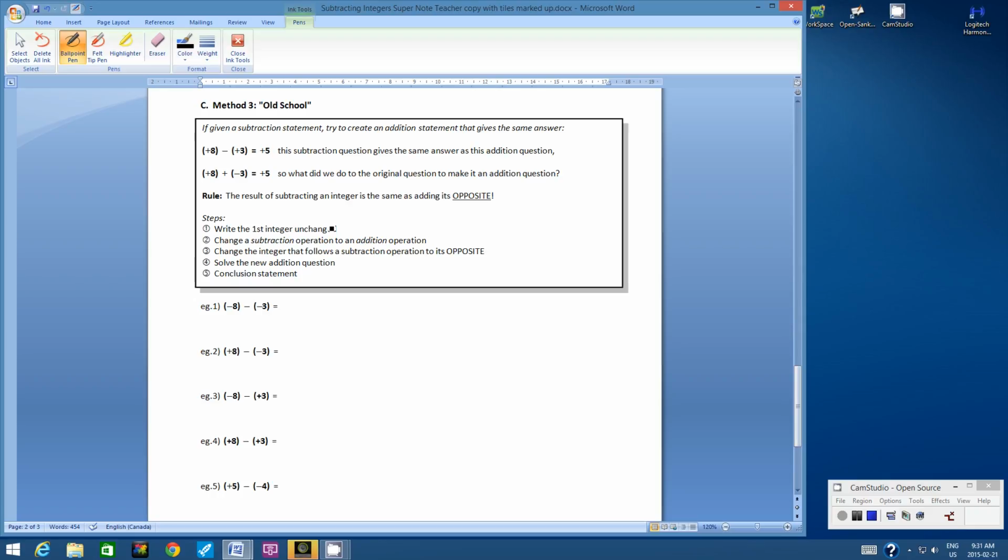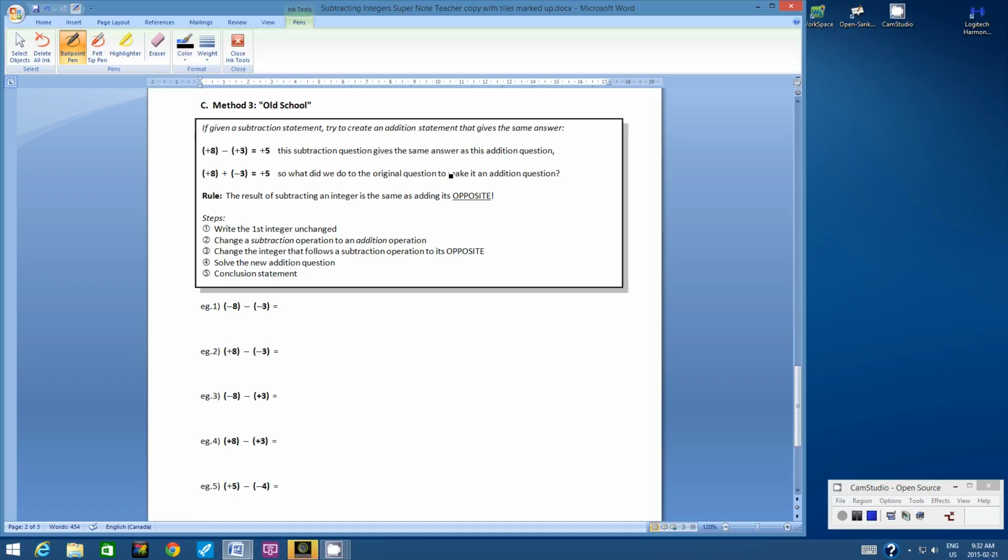All right, let's have a look at the note here. If given a subtraction statement, try to create an addition statement that gives the same answer. So if you're really good at adding integers, then you're going to love this method. For example, I have a subtraction question here, positive 8 subtract positive 3. We know that gives us an answer of positive 5. This subtraction question gives the same answer as this addition question: positive 8 plus, notice how we changed the subtraction to an addition, plus negative 3 equals positive 5.